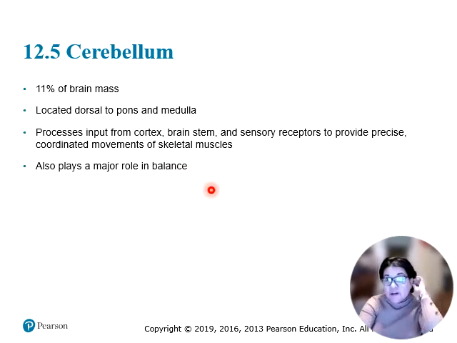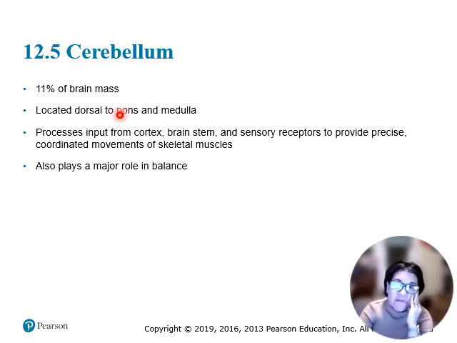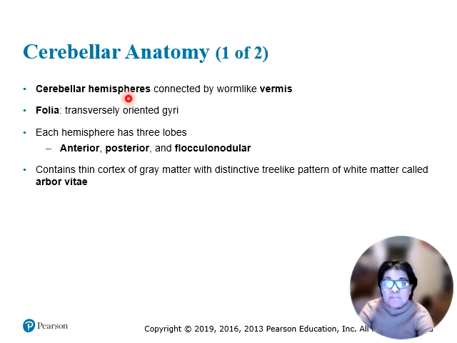Okay, then you have the cerebellum, and this is the back of your brain, close to where your occipital lobe is, just below that. This is 11% of your brain mass, dorsal to your pons and medulla, separated by that fourth ventricle. And it helps you with balance and skeletal muscle movement.